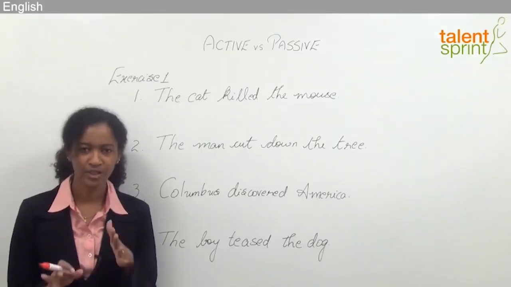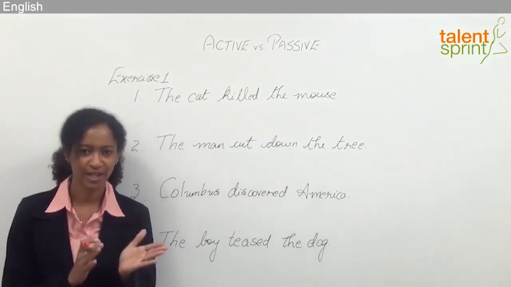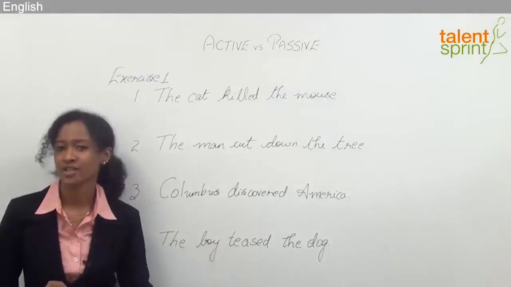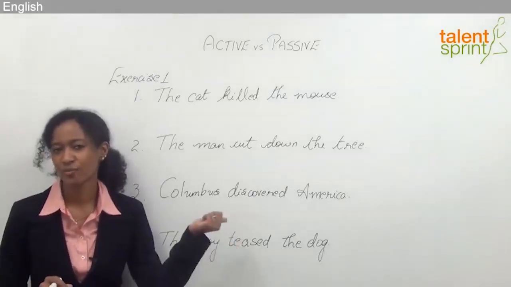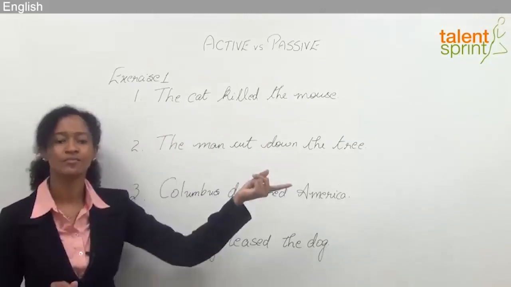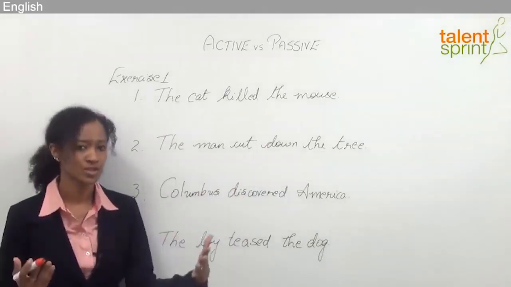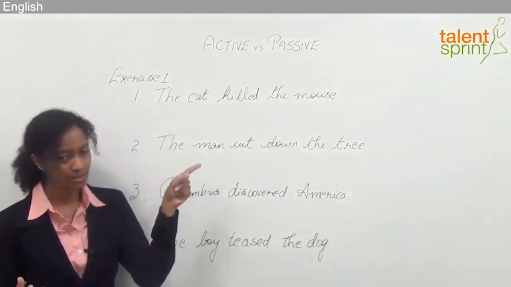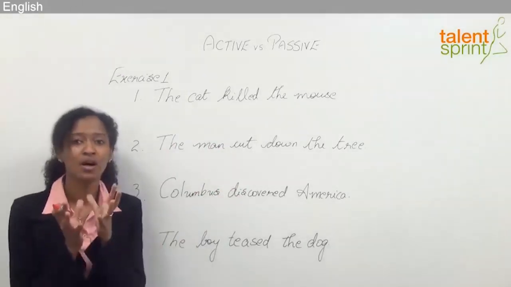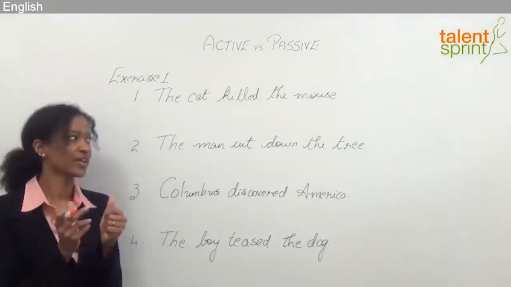Alright, so we're going to understand the application of the active and the passive voice, right? So all these sentences are in the active voice. We're going to change the form to the passive voice. The cat killed the mouse. So here the focus is on the subject, which is the cat. This is in the active voice. We're going to change it to the passive voice. So the focus is going to be on the action, right?